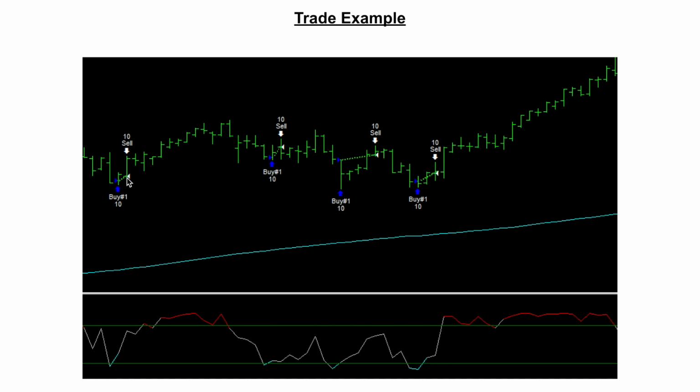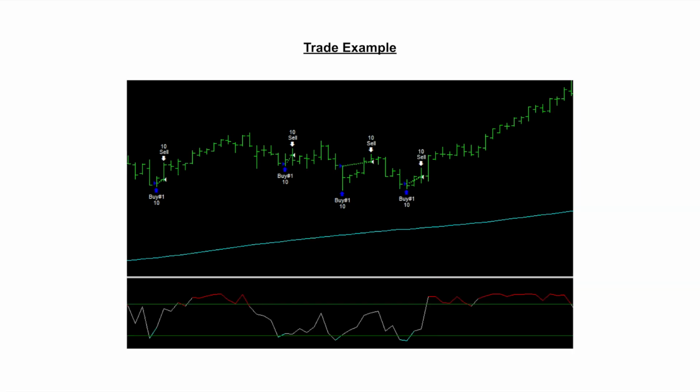We exit as soon as we see profit. In this case, it was on the next bar, or the next day. Another entry here, exit the next day, another entry here. That one took 1, 2, 3, 4, 5 days. Another entry here, and that one took 3 days. So it's really easy to spot the trades on the chart.